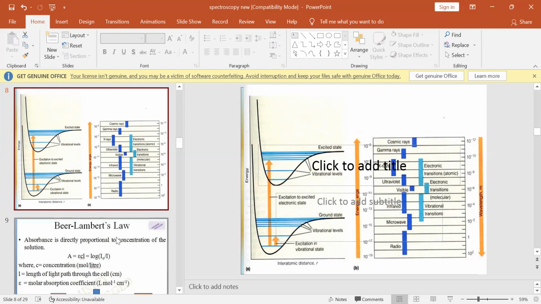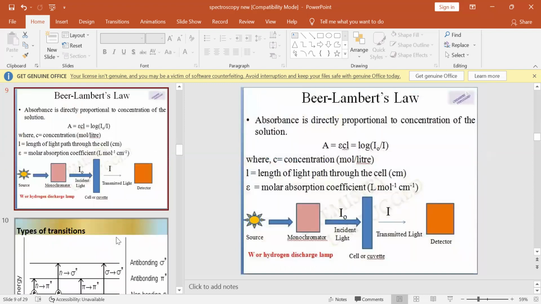Coming to the principle involved in UV visible spectroscopy, otherwise electronic spectroscopy, the principle is Beer-Lambert's law. To explain Beer-Lambert's law, we take a sample solution in a beaker and one source of light. One monochromatic beam of light falls on the sample, and the intensity of the incident light is I naught. The intensity of the light coming out is known as the transmitted light intensity.